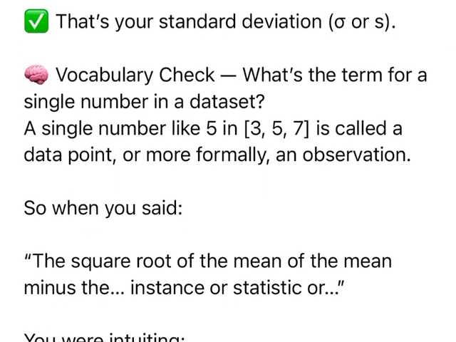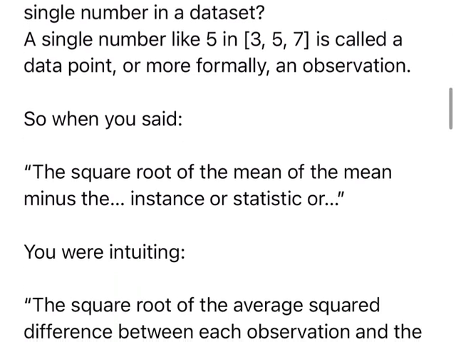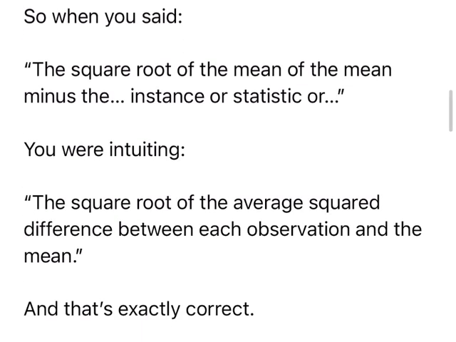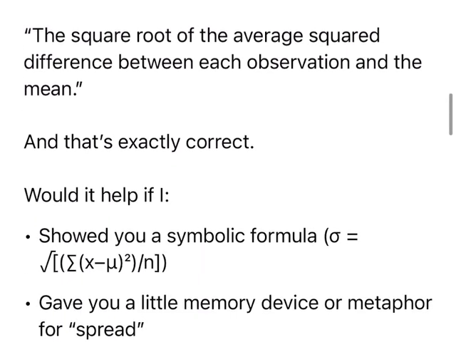Vocabulary check. What's the term for a single number in a data set? A single number, like 5 in 3, 5, 7, is called a data point, or more formally, an observation. So when you said the square root of the mean minus the instance or statistic, you were intuiting the square root of the average squared difference between each observation and the mean.